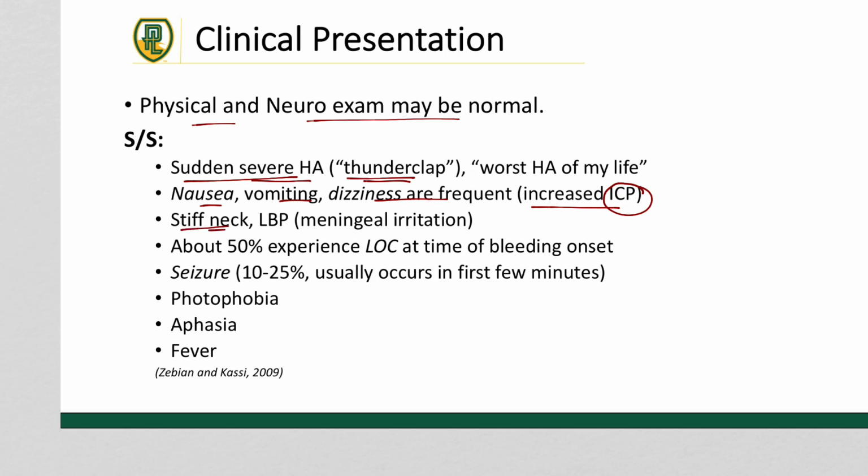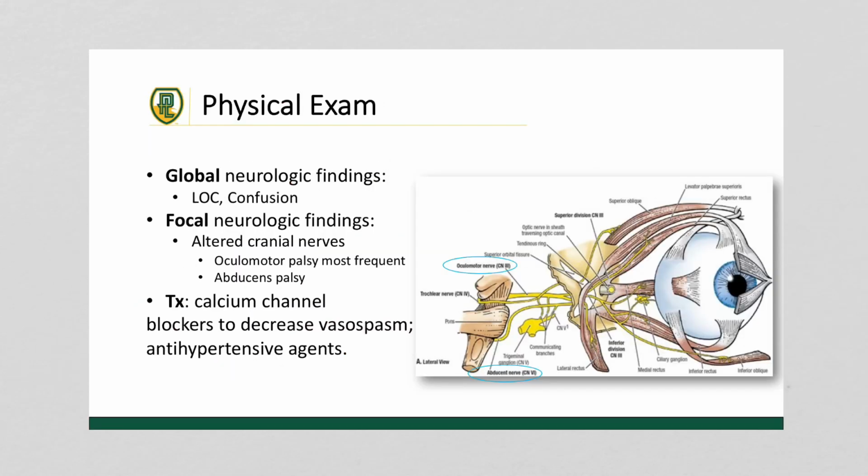They might complain of a stiff neck. We can also see that sometimes it's linked to low back pain because the meninges are going to be irritated. About 50% of patients experience loss of consciousness at the time of bleeding onset, and the other 50% don't, right? If the blood vessel ruptures, about 10 to 25% of those suffer from some sort of seizure. But things that have been different from the other two pathologies, photophobia, aphasia, and the fever is what they're going to present with, right?